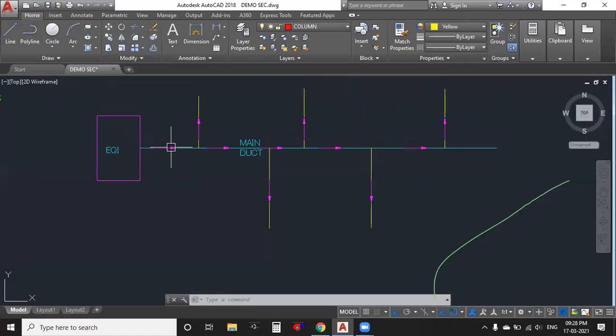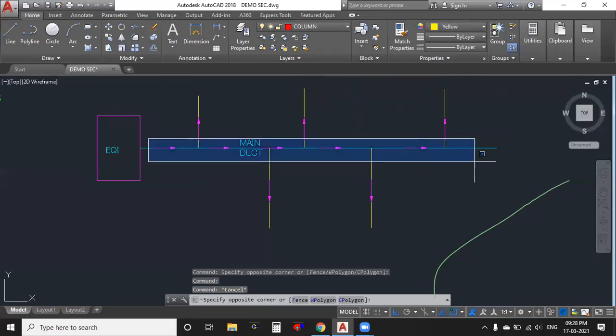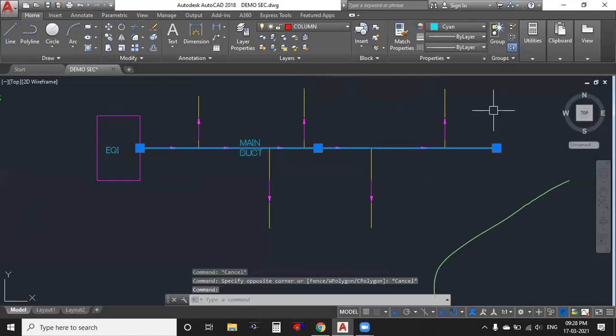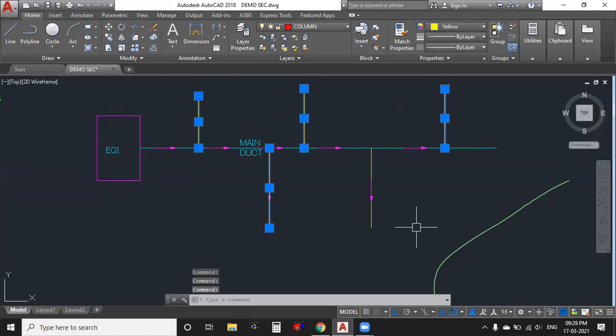Now, if you see here, this is my equipment. From the equipment, air is going towards this direction. You can see these arrow symbols, right? This is called the main duct, and the yellow ones are called branch ducts. From the main duct, we are segregating our ducts.